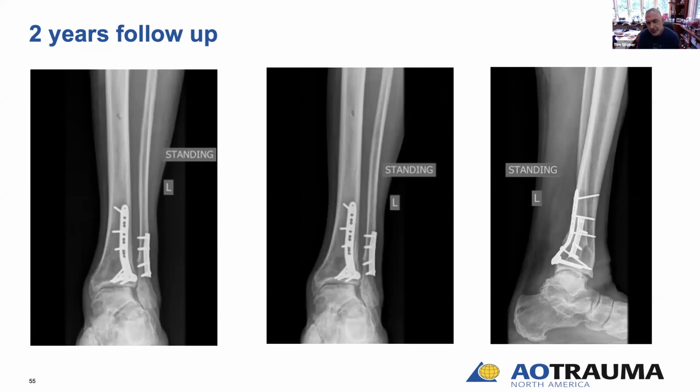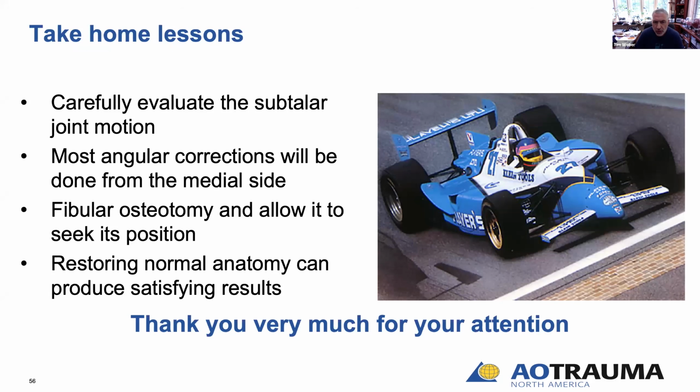So in conclusion, I think it's really important, especially the ankle, because of most of our osteotomies being in the coronal plane, looking at subtalar motion and making sure that the subtalar joint can compensate for whatever position you're putting the distal tibial fragment in. Most angular corrections can be done from the medial side, and that makes it much easier to protect the soft tissues. Fibular osteotomy for anything over 10 degrees, and allow that fibula to stay with that distal fragment and seek its position. And then, like so many of the other osteotomies, restoring normal anatomy, oftentimes the patients end up with a significant improvement, if not a great deal of improvement.